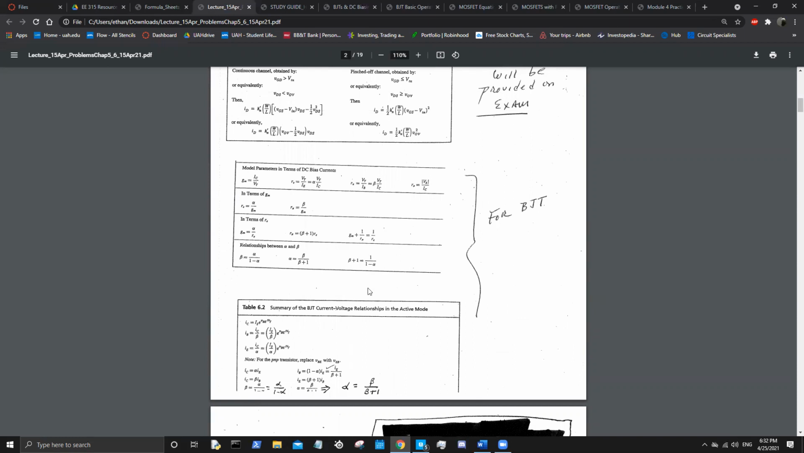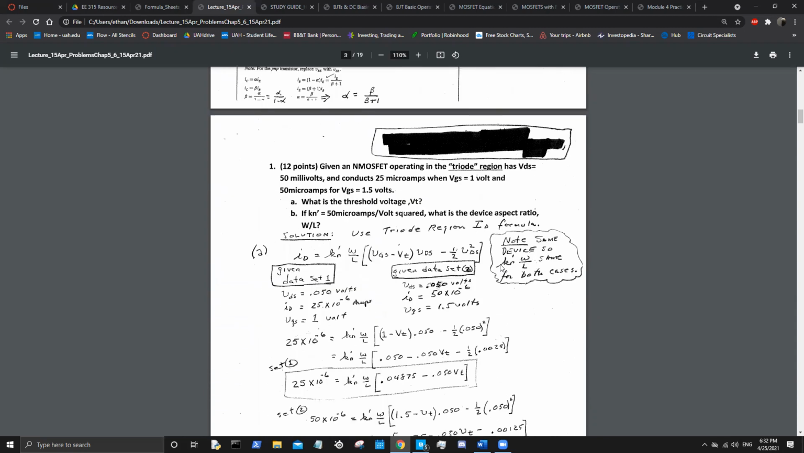There's an extra one. Why is it beta? Oh, because there's a 1 on top instead. So alpha is equal to beta over beta plus 1, which is what he used there. Beta is equal to alpha over 1 minus alpha. And then there's this extra one where, if you wanted to solve for this quantity, you could. But I'm probably never going to use that one.